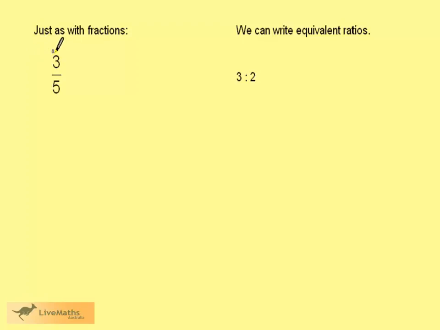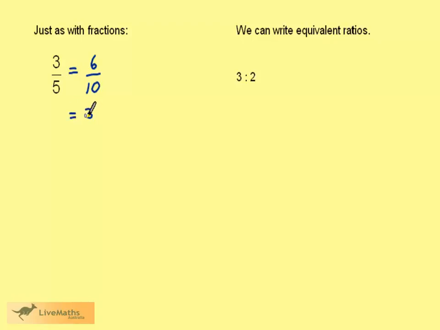Just as with fractions, where we can produce equivalent fractions by multiplying the numerator and denominator by the same number, for example, with 3/5, if we multiply top and bottom by 2, we get 6/10. It's a different representation of the same fraction.